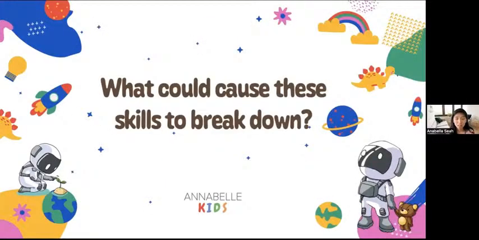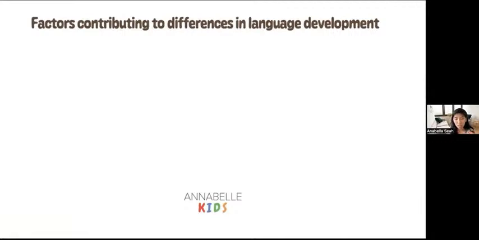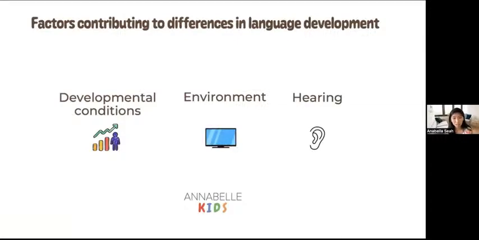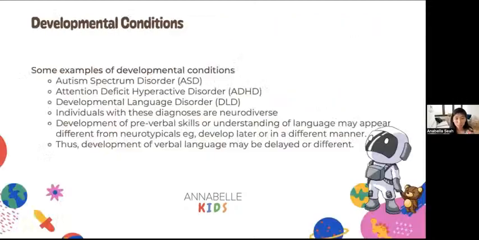Okay, so now that we know what skills are needed to develop language, what then could cause these skills to break down? Okay, so I'm going to list some factors that contribute to differences or a delay in language development. So the first one is developmental conditions. The second is the environment. And the third is hearing. Okay, so let's look at each one of them.